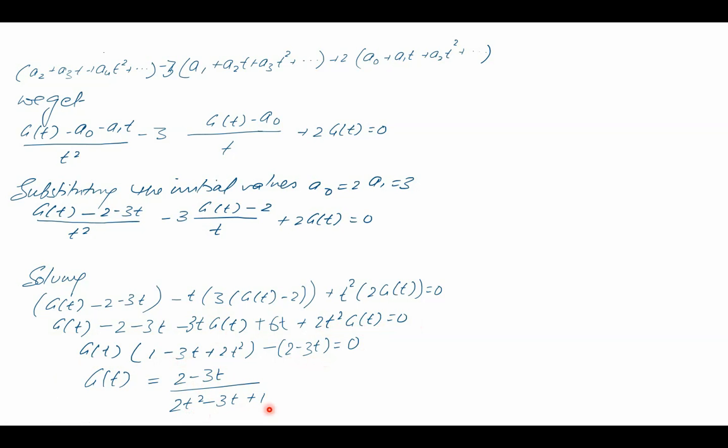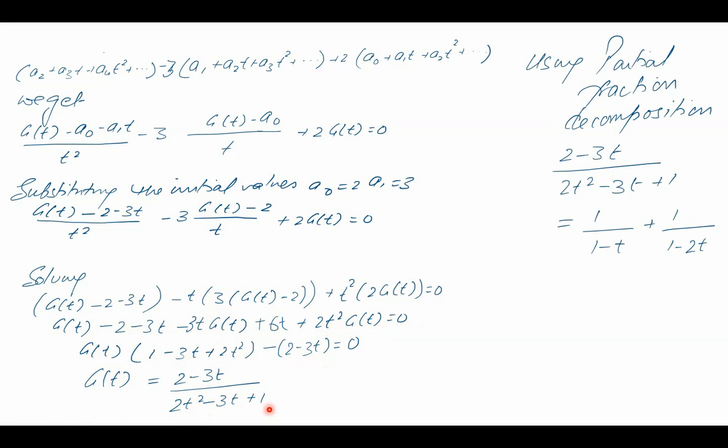Now I have to decompose it using the partial fraction method. I'm not showing you over here how to decompose it using partial fractions. I hope you all know how to do it. If you have any confusions or problems, you can refer to the earlier video, where I've given you a video on how to use the partial fraction decomposition. So by using partial fraction decomposition, 2 minus 3t divided by 2t square minus 3t plus 1 becomes 1 upon 1 minus t plus 1 upon 1 minus 2t.